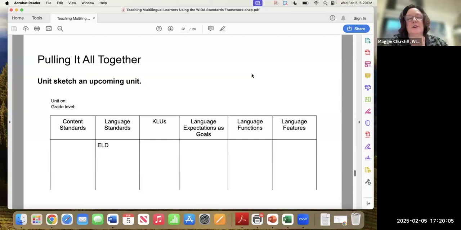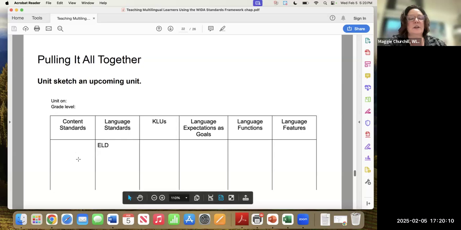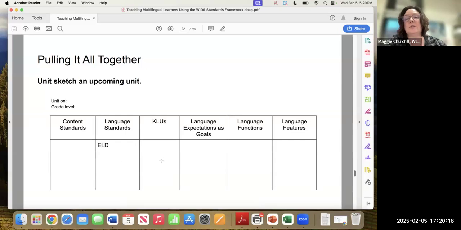I want to put it into the framework to make sure I have my content standards, my language standards. So I have my math, science, or social studies content standard. Now I have my ELD standard from the framework. Which KLU do I want to start with? If you're feeling overwhelmed, just pick one. Inform is probably the easiest way to go, right? Start with inform because there's so much informational text that kids read.